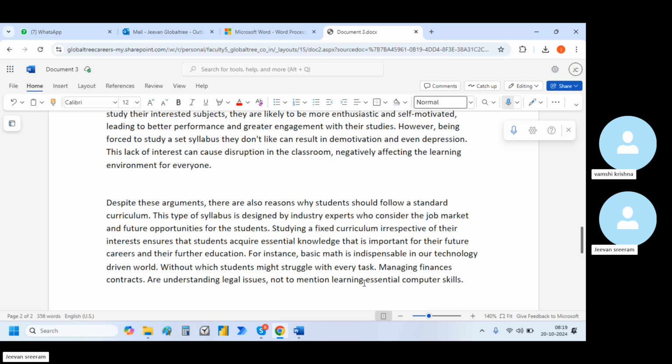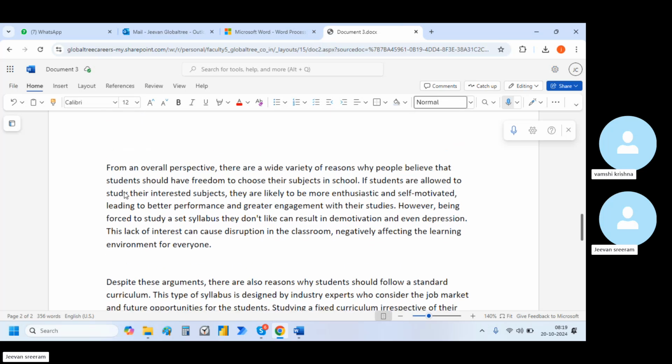Basic math is indispensable in our technology driven world, without which students might struggle with every task, managing finances, contracts, or understanding legal issues. Even they can't learn computer skills. They can't be computer literate. Not to mention learning essential computer skills. They can't even learn such basic computer skills if they skip learning math at their school level. Okay.